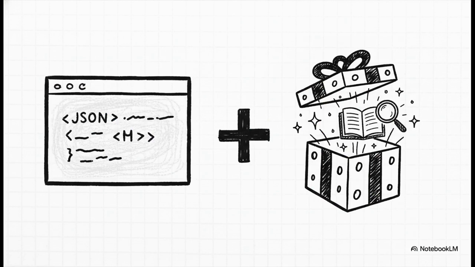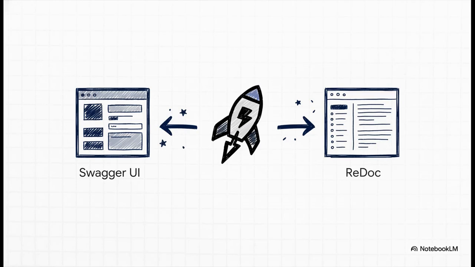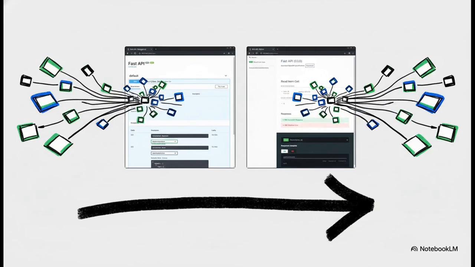Here's where the real magic happens, something developers love. Just add /docs to the URL. You instantly get full interactive API docs. And that's not all. You actually get a second style of documentation totally free. You get both Swagger and ReDoc UIs. This is an absolute game changer for collaboration.